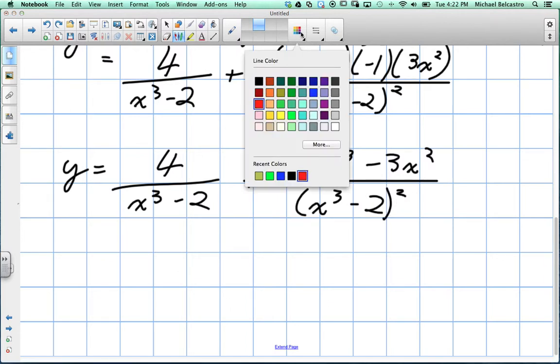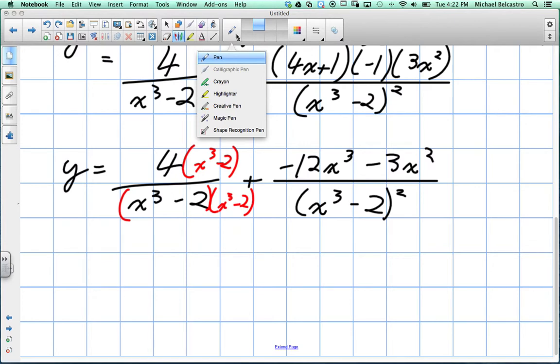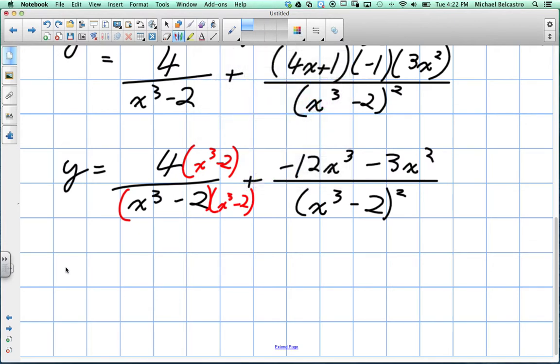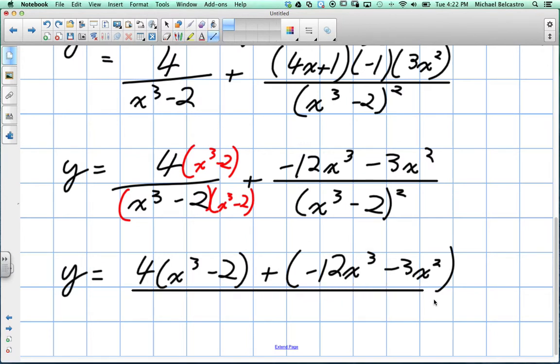To make these like terms, we're going to have to multiply the first one by x cubed minus 2, both the top and the bottom, right? What that'll do is give us our bottom here, and like we said before, and I'll relate this back to what we did, this becomes y equals 4 times (x cubed minus 2) plus our negative 12x cubed minus 3x squared, all over our (x cubed minus 2) squared.